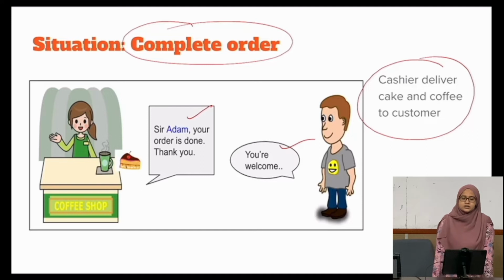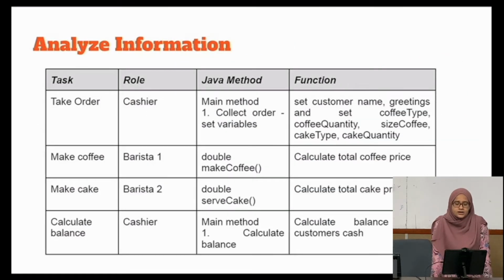Okay, so as per the situation that we have seen there, we should be able to analyze the information. So we know there are two parts that are obvious, and then another two parts are the implicit part that you need to think about, right? The obvious one is, of course, the task, which is to take the order, to make the coffee, to make the cake, and then calculate the balance. So while taking the order, we are actually doing the setting, the setting in Java method.